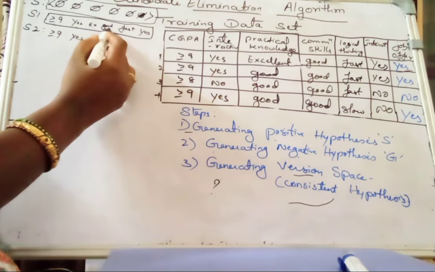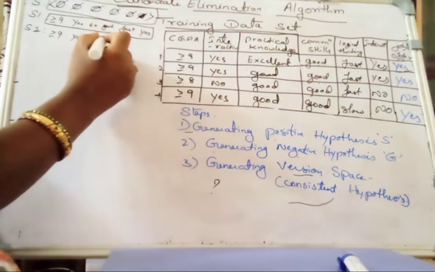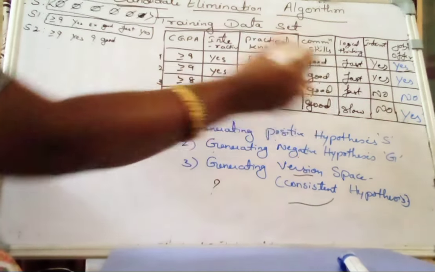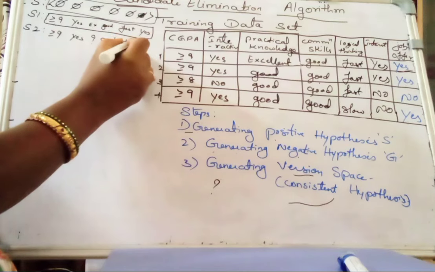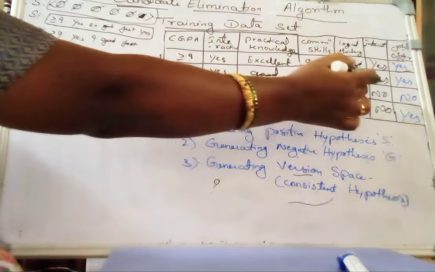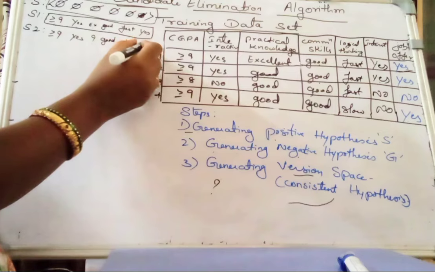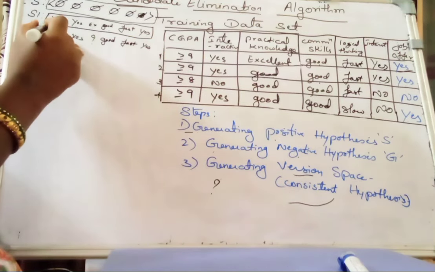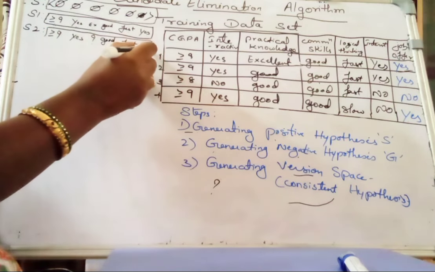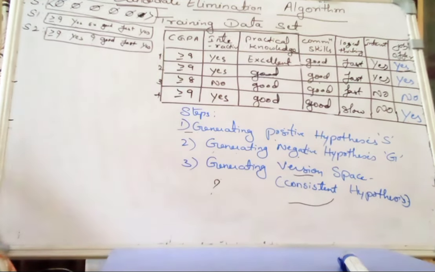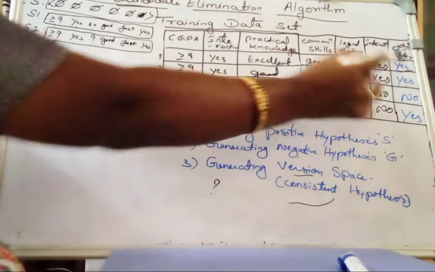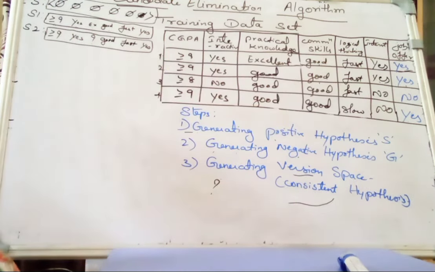Next attribute, if you see, you have good here, and here also you have good, so write that attribute as it is. Here it is fast, and here also it is fast, so write it as fast. Here it is yes, and here also you have yes, so write that attribute as it is. Okay, so it is a positive instance. Since it is a positive instance, I am generating the hypothesis. Now this is my S2 generated for the instance, a job offer yes.